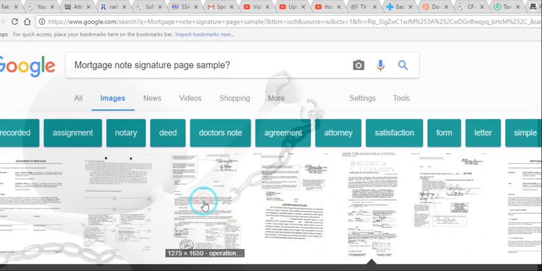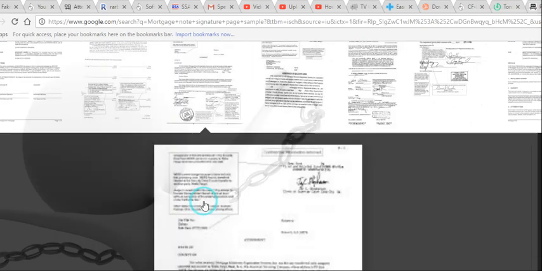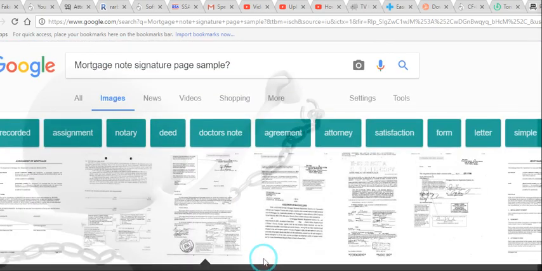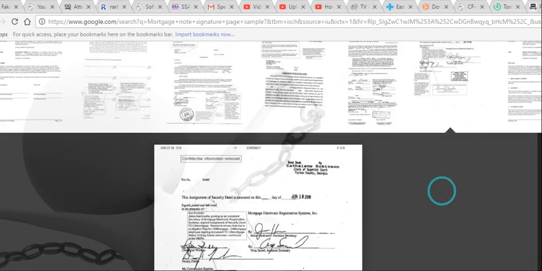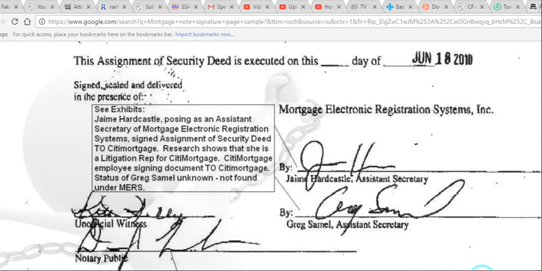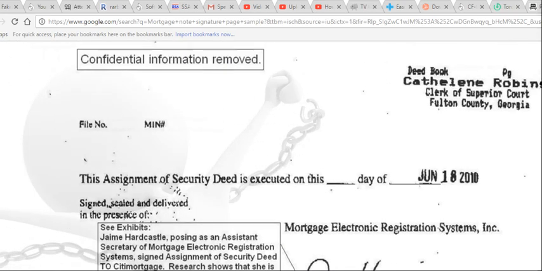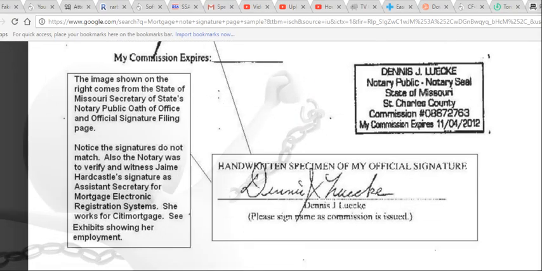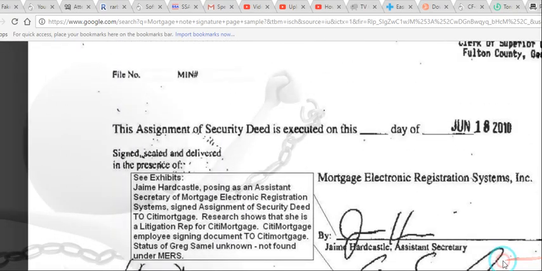Dang it. And all I want is a sample and example. See, these are all assignments. Nobody asked them for an assignment. We asked them for the signature page to a mortgage. I may just have to use the assignment, ladies and gentlemen. But I think this is what... assignment of security. Okay, let's pretend this is the signature page.